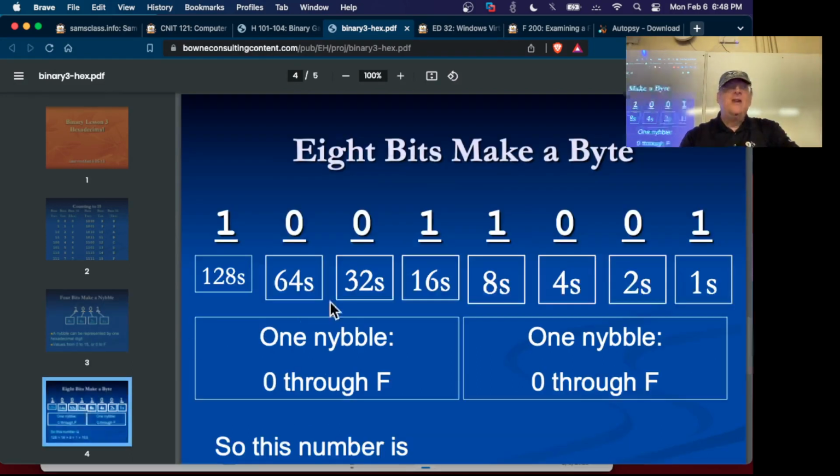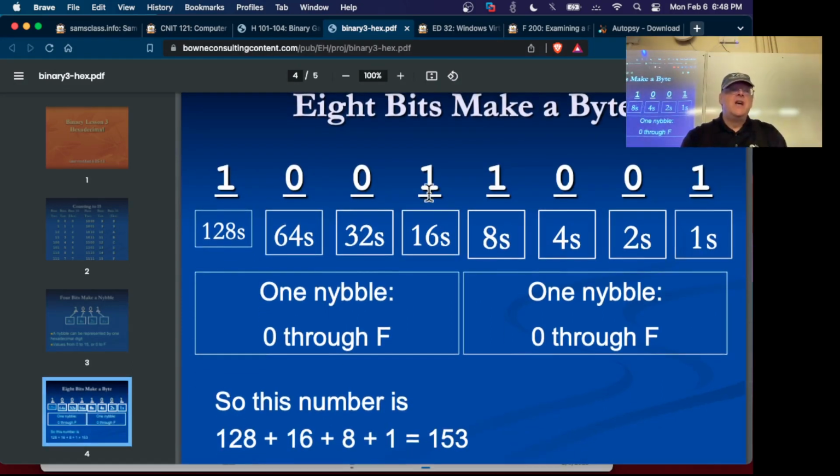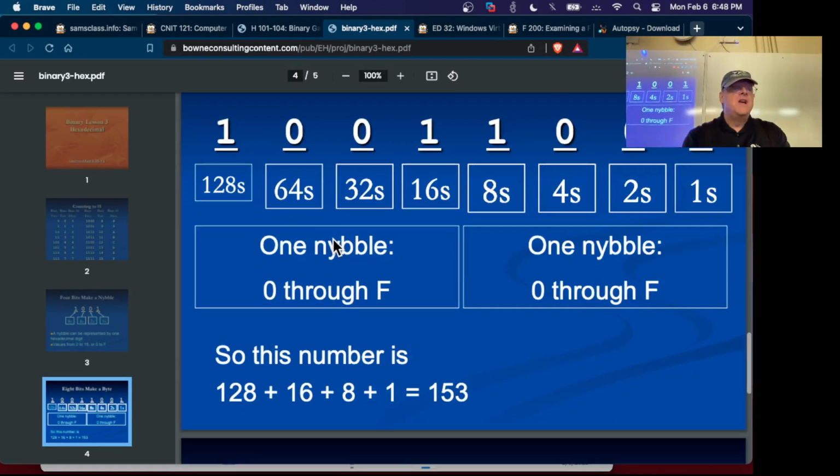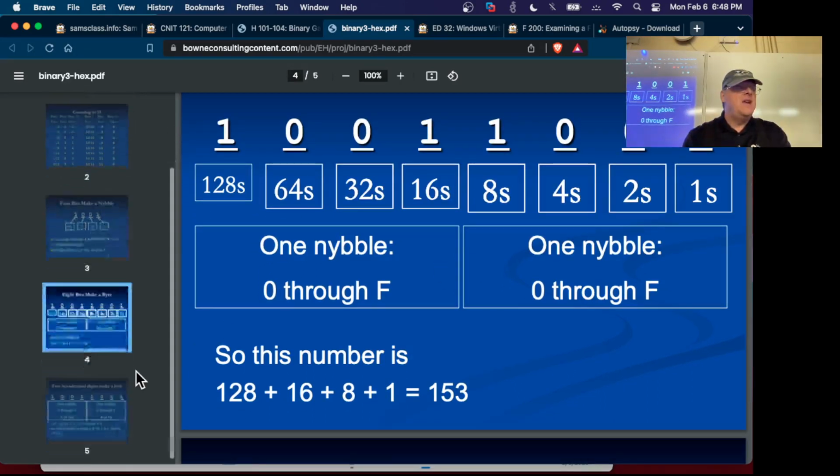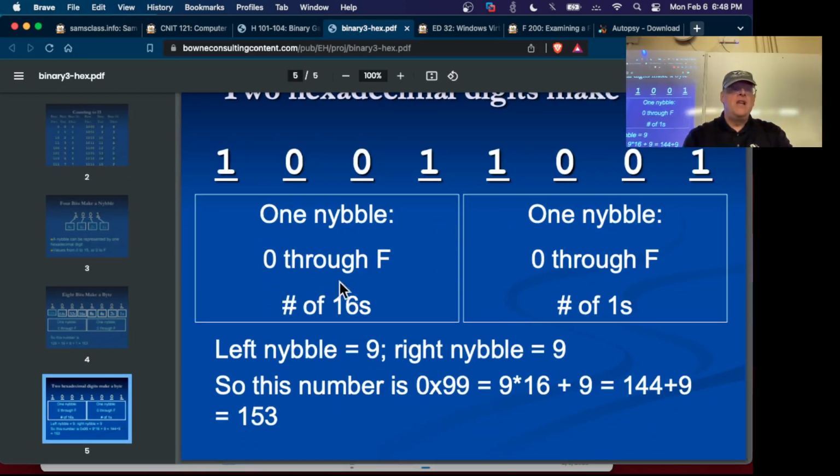And now, if you have a byte, you have 8 bits, so you read the right 4 bits and call it a nibble and make a character, and you read the left 4 bits and make a nibble and make a character. So you never have to read more than 1 nibble. So this number is 99. I think I got a slide, yeah. So this nibble on the left is 9, 8, 4, 2, and 1. This nibble on the right is 9, 8, 4, 2, and 1. So this number is 99 in hexadecimal.